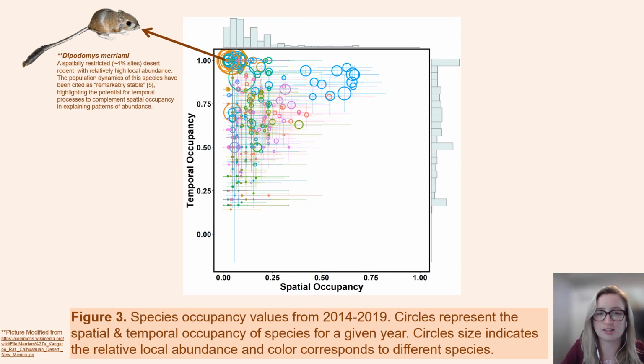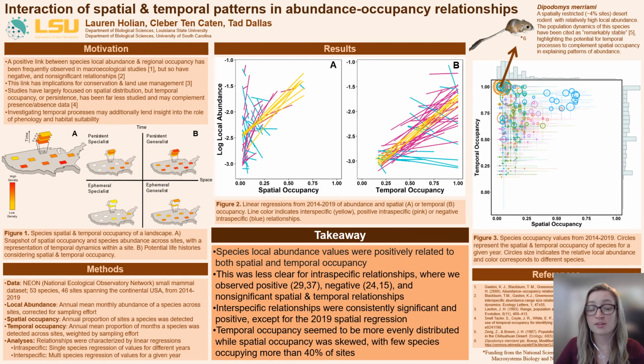Dipodomus mariami, a desert rodent, is a great example of how temporal processes may be particularly important for understanding local abundance. This species is spatially restricted, only occupying about 4% of the sampled sites, but it achieved one of the highest abundances.